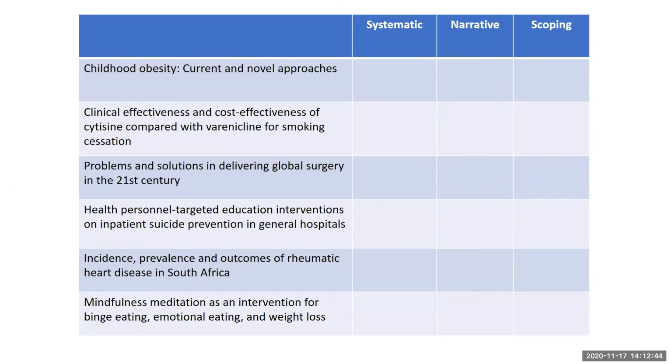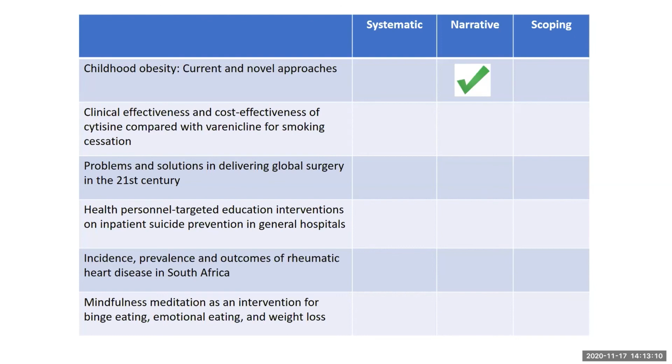Okay, yes, I agree. That one is narrative. I guess you could make the argument that you could make a scoping review over that, but I would want it to be a little bit more specific in that case. So what about this second one? Clinical effectiveness and cost effectiveness of cysteine compared with varenicline for smoking cessation. This sounds like a pretty specific study design, right? Yep, systematic review.